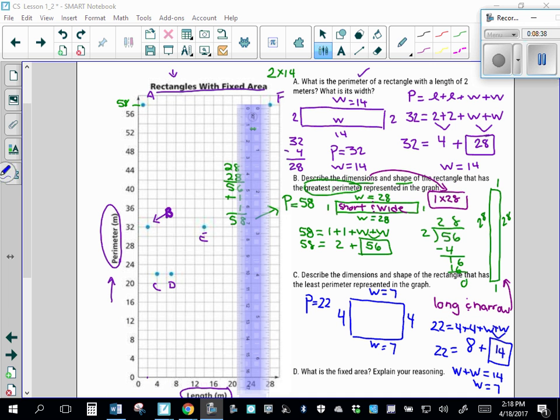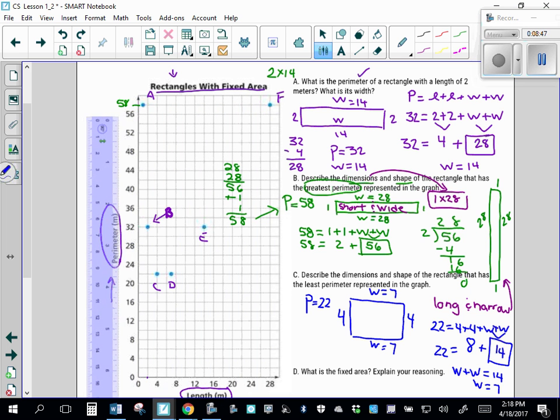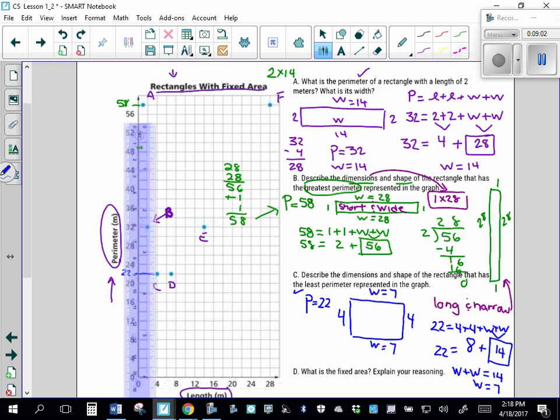Oh. Hold on. So you're looking for least perimeter, right? So point C would be a least perimeter because it's the lowest on the graph, and it has a perimeter of 22. So I started with the perimeter of 22 right here. Okay? Serafina, does that make sense? Yeah. And when I read down on the graph, that shows me that the width is 4. You see that? Yeah.